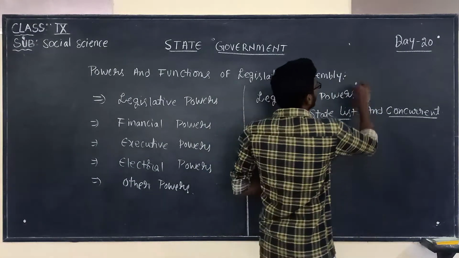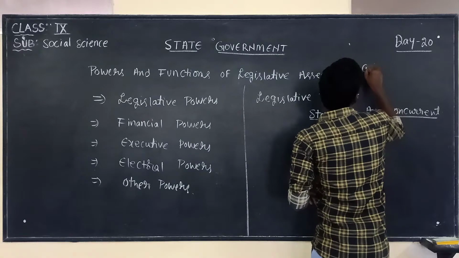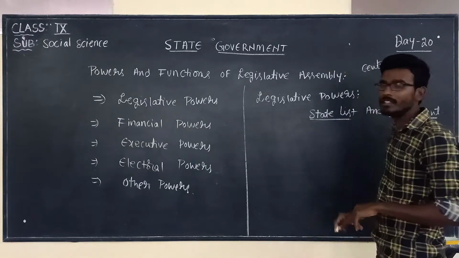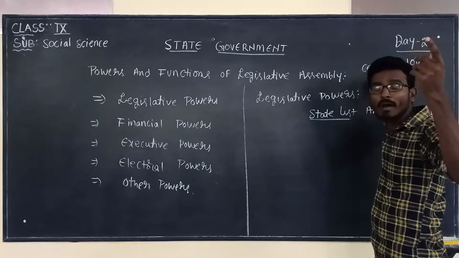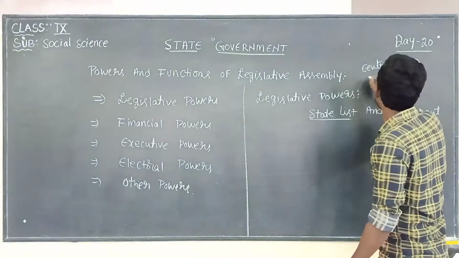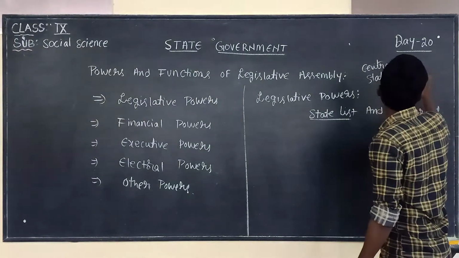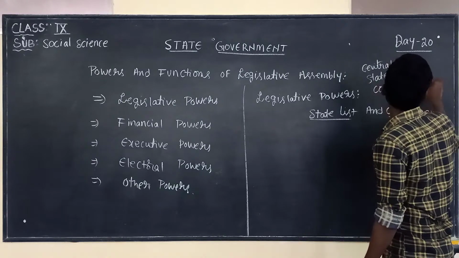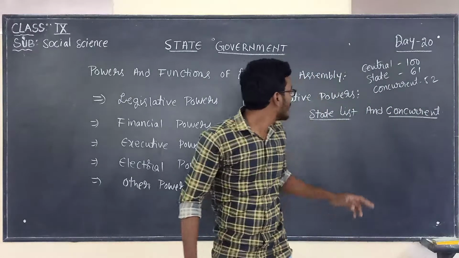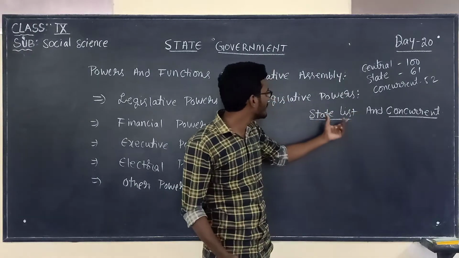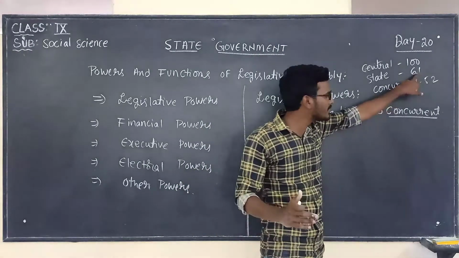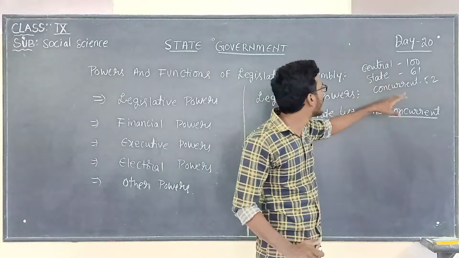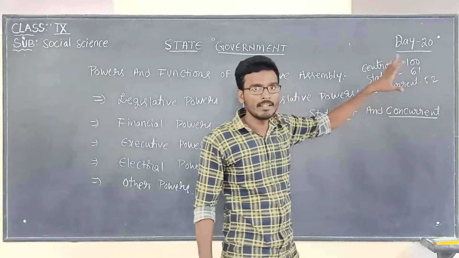Again, I will recollect. Union list means central. How many subjects are there? 100 subjects. On those 100 subjects, the central parliament, the union parliament, will make laws. And state, how many? 61. Concurrent, 52. So the legislative assembly majorly makes laws on the state list, 61 subjects, plus the concurrent list, 52 subjects. Totally the state legislature will make bills on state subjects as well as concurrent subjects.